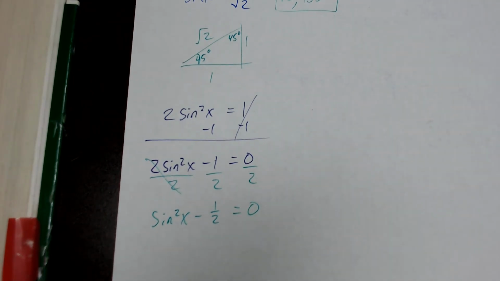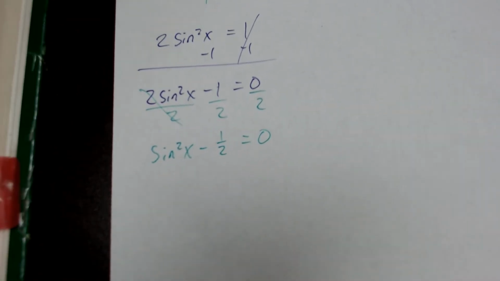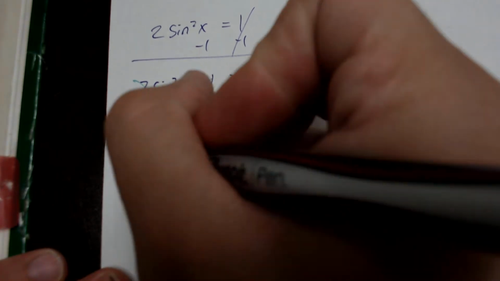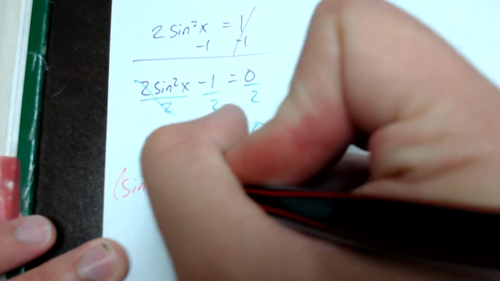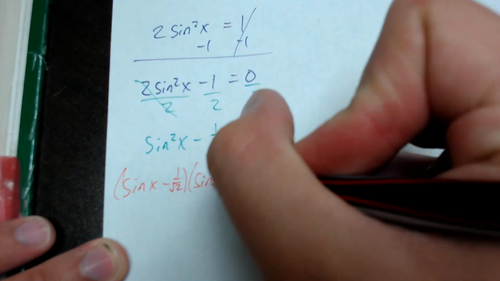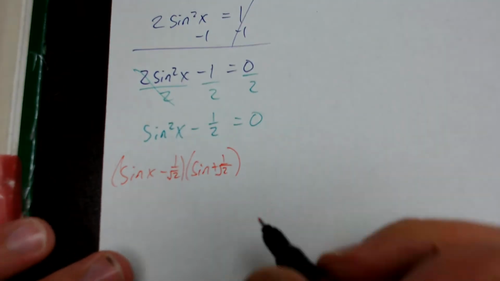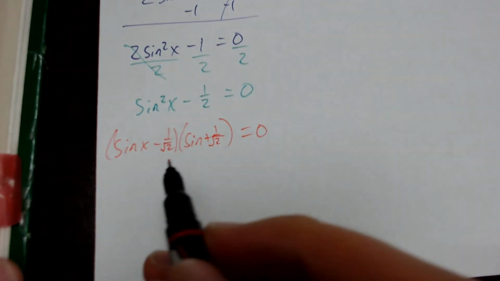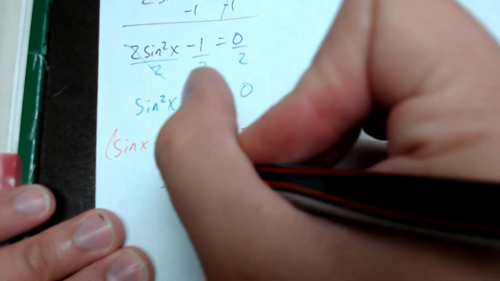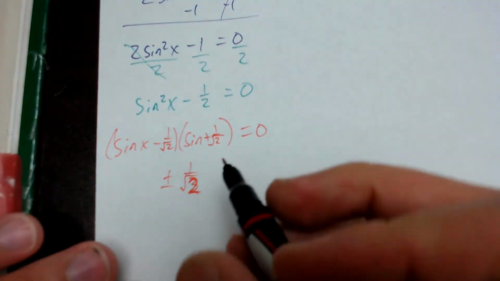From there, the book suggests we can use a difference of two squares, and they would factor sine squared of x minus 1/2 into sine of x minus 1 over root 2, and then sine of x plus 1 over root 2 equals 0. From here, the zero factor theorem would give them an answer, plus or minus 1 over root 2. Whoops, that's a 3. All right.